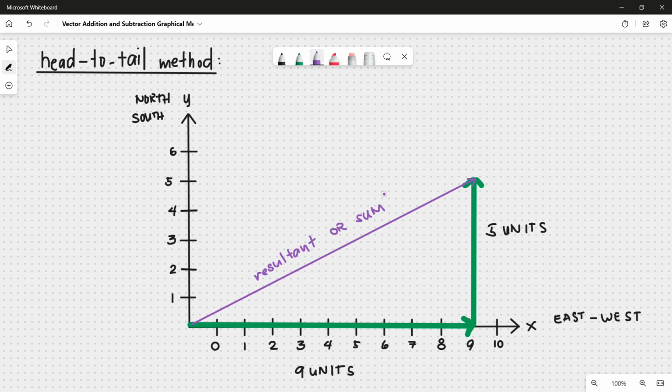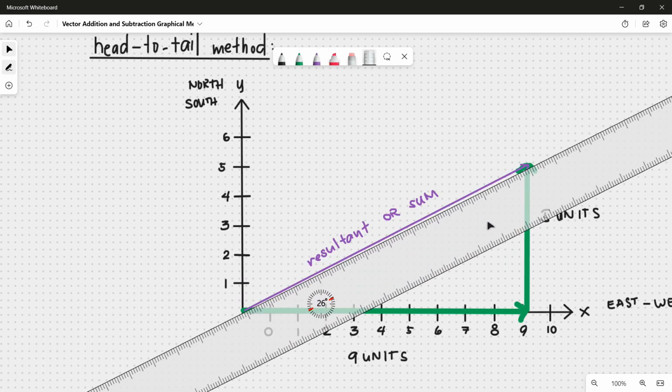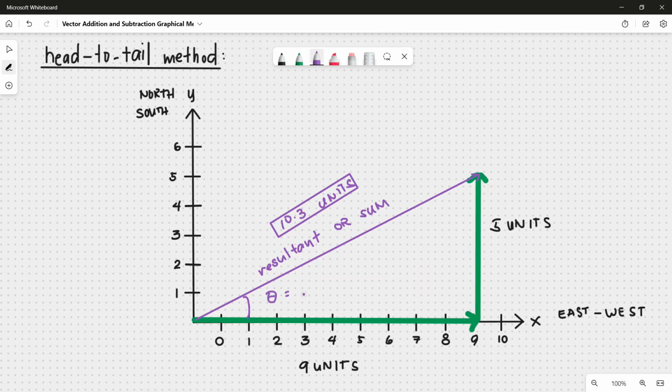To find the magnitude of the resultant, measure its length with a ruler. When we deal with vectors analytically in the next section, the magnitude will be calculated by using the Pythagorean theorem. To find the direction of the resultant, use a protractor to measure the angle it makes with the reference direction, in this case the x-axis. When we deal with vectors analytically in the next section, the direction will be calculated by using trigonometry to find the angle.